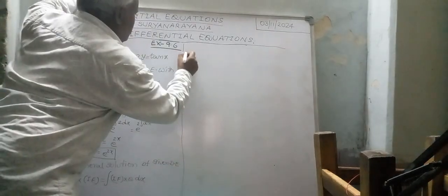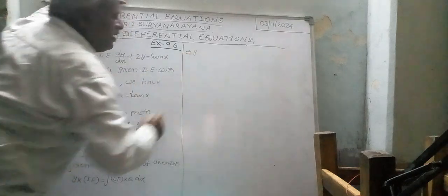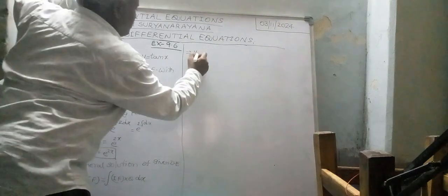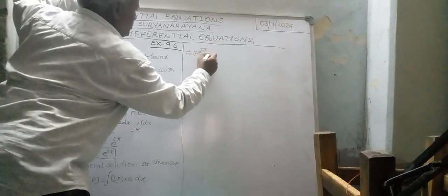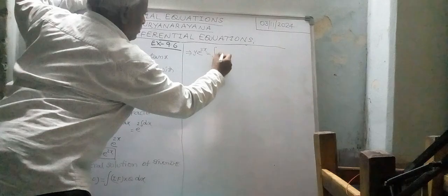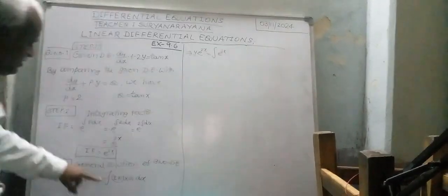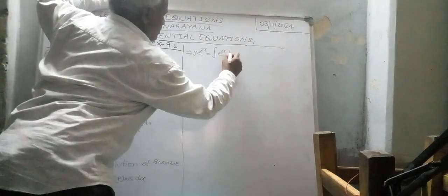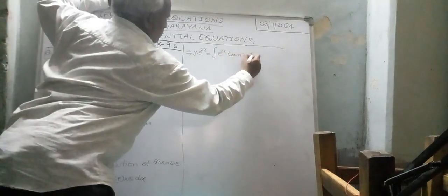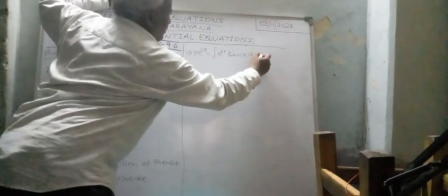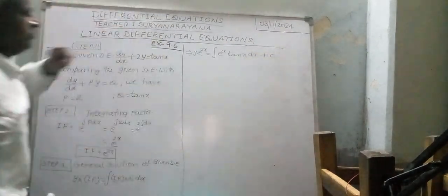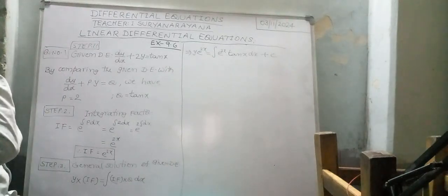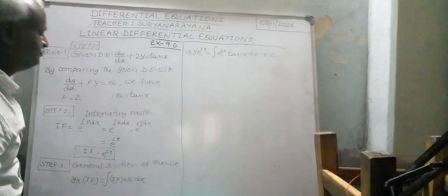This implies we write y as it is, y into, what is the integrating factor? E power 2x is equal to integral e power 2x into, what is q here? Tan x. Tan x plus c. We write plus c at the last only, in the general solution we can write plus c at the end.